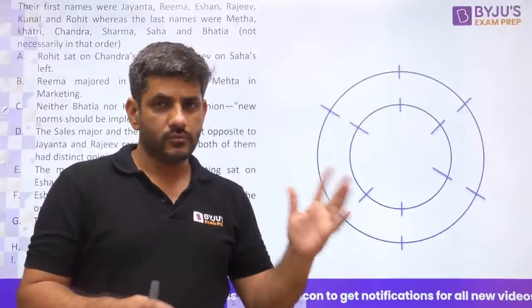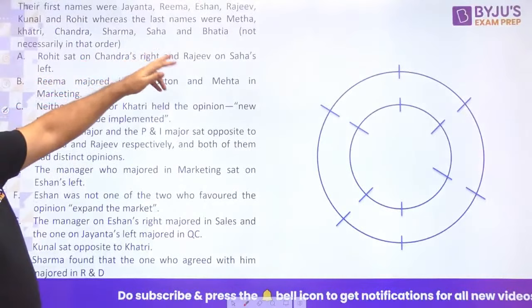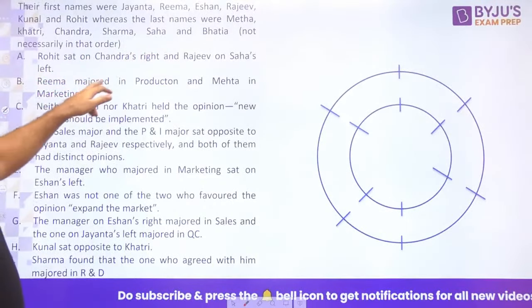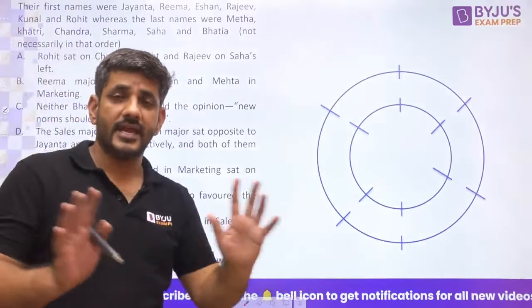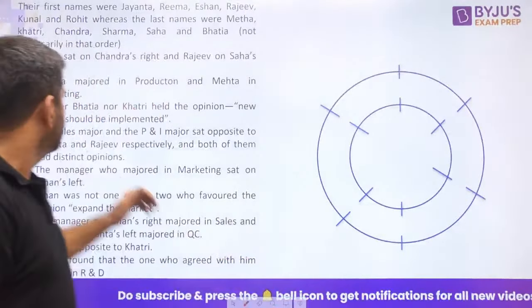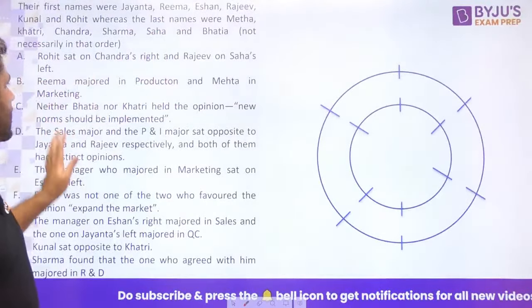How do I figure it out? उसके बारे में आपको बताता हूं. Rohit sat on Chandra's right and Rajiv on Saha's left. Rima majored in production and Mehta in marketing. Look for some common things. Is there anything that has been talked about again? So Rohit, Chandra, Rajiv, Saha, Rima, production, Mehta, marketing.